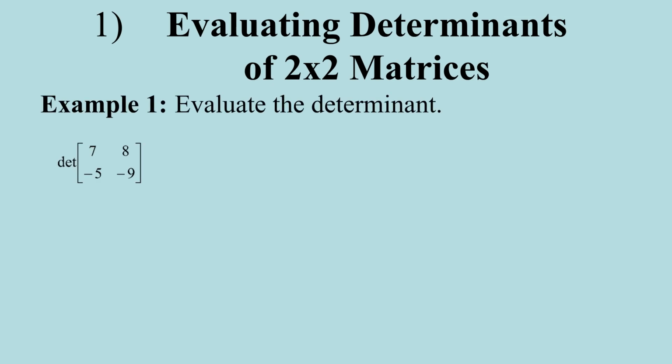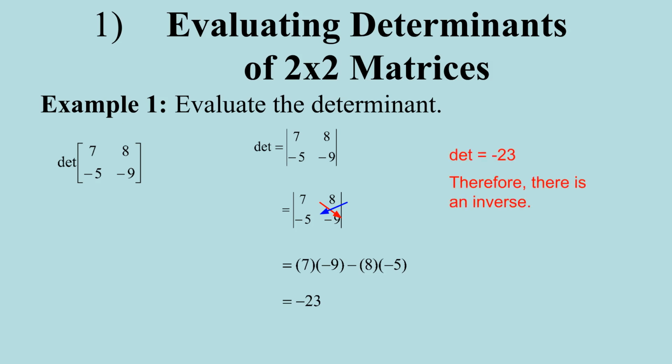We are asked to evaluate the determinant of the given matrix. We can represent the determinant of the matrix using straight lines. The elements along the main diagonal are 7 and minus 9, and the other diagonal elements are 8 and minus 5. We illustrate the diagonals with arrows. Following the formula, we calculate the determinant as 7 times minus 9 minus 8 times minus 5. This equals minus 63 minus minus 40, which simplifies to minus 63 plus 40, resulting in minus 23. Since the determinant is minus 23 and not 0, the inverse of this matrix exists.